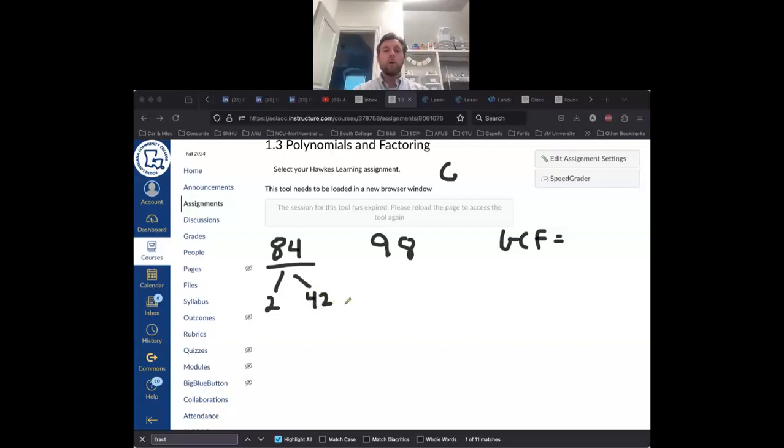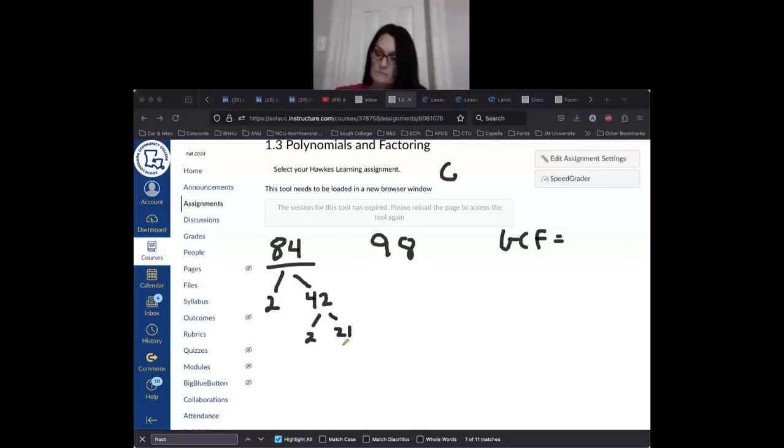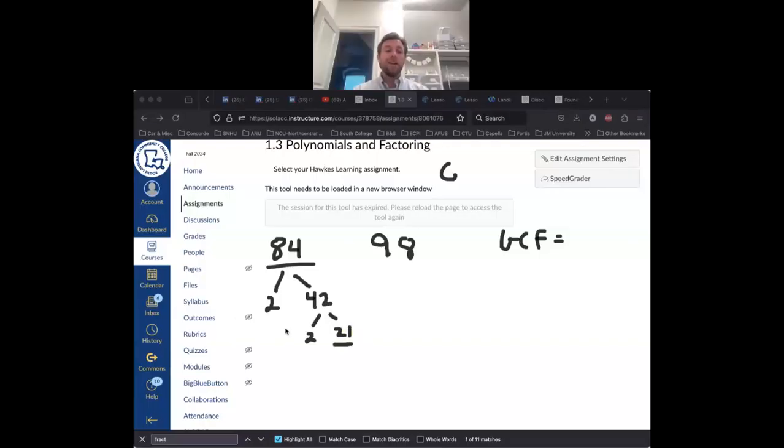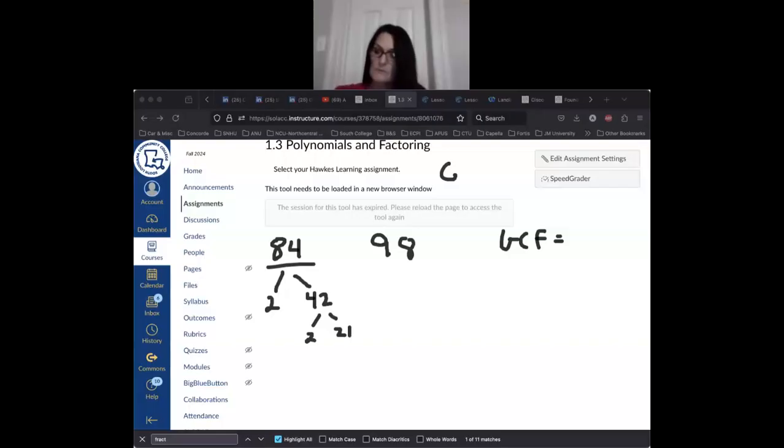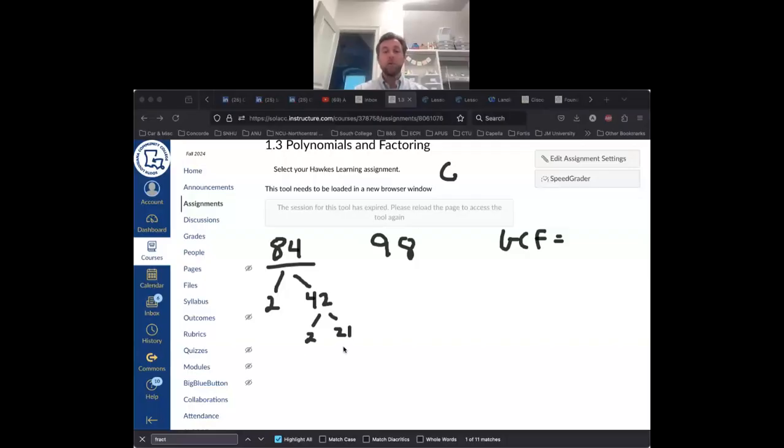Now, 42, still even. I'm going to keep with that 2 until I cannot use the 2 anymore. So I'm going to break it up: 2 times 21. Now it's the 21 that I'm focusing on. Can I use the 2 there? No, because it's odd. 2 cannot go into odd numbers. So I need a new prime number, and you just move up. Can 3, my next prime number up, go into it? Yeah. 3 times 7. And fortunately, it ends because 7 is also a prime number.